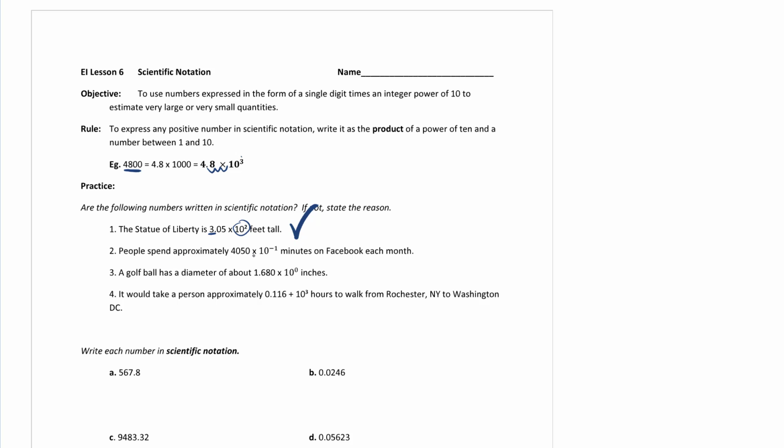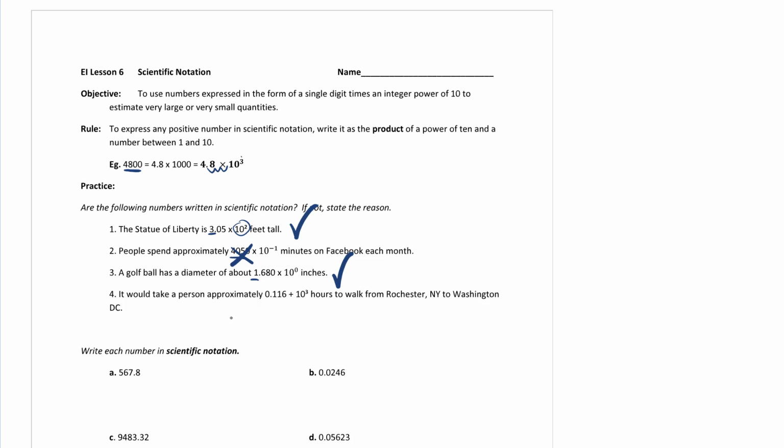All right. People spend approximately 50 times 10 to the negative 1 minutes on Facebook each month. Is this a single digit? No. Nope, not a single digit. A golf ball has a diameter of, here's a single digit with some decimals, times 10 to the 0 inches. Yeah, technically that's in scientific notation. 10 to the 0 is a silly way to write 1, but yes, that's in scientific notation. Ching. Not as good as my last check mark, honestly.